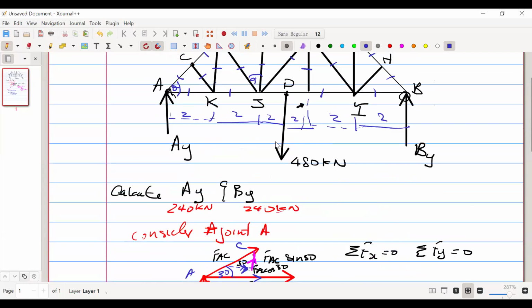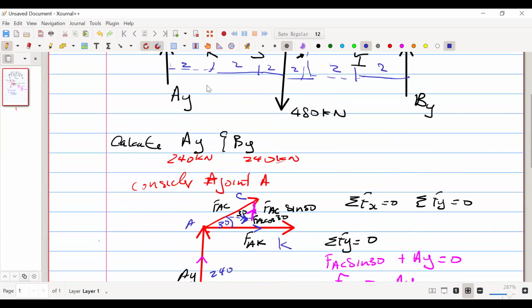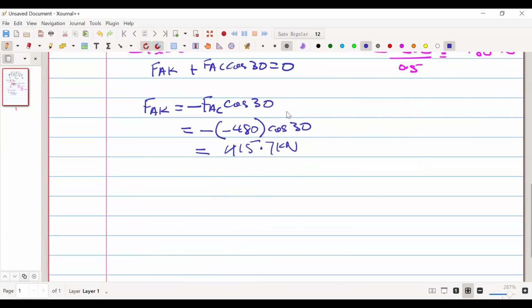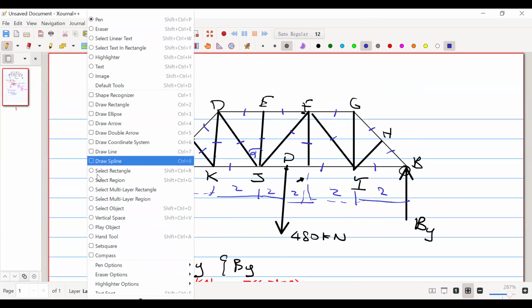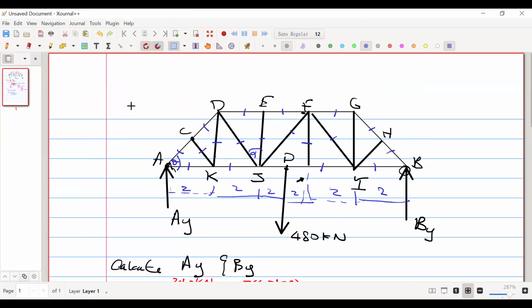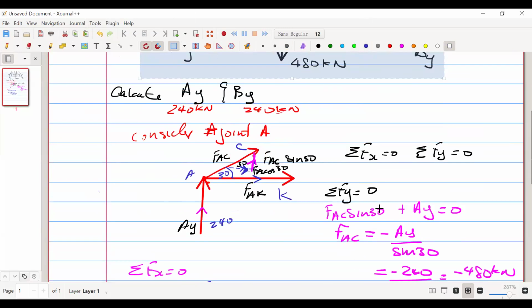So let me show you when you're taking the next joint. Let's say you're doing joint C. So joint C, let's draw joint C. I'm going to take a little synopsis of this, and let me take joint C and just show you. Let's copy what I've done. So I'm going to select it and copy this. I'm going to show you now.